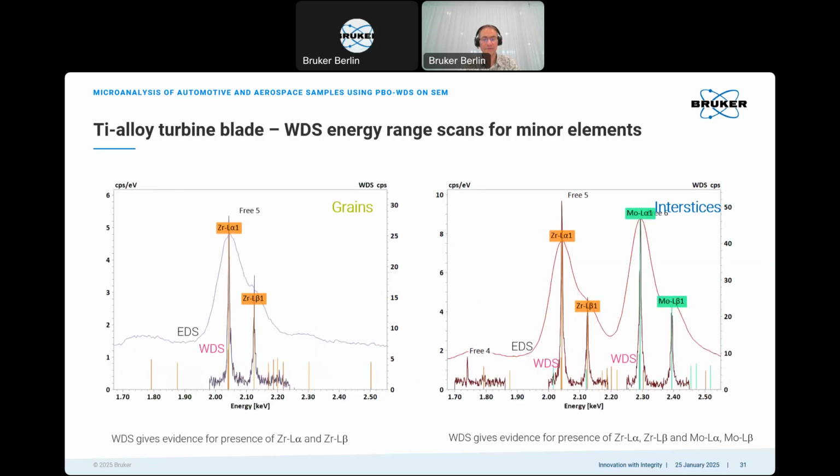So to confirm or to reject, we are using the WDS. We perform energy range scans across the area of the zirconium, and we confirm the presence of zirconium that clearly matches.